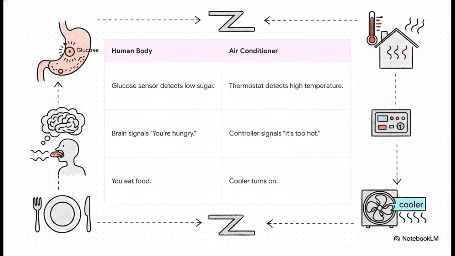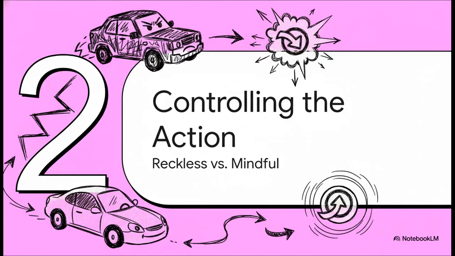And honestly, this concept is way more intuitive than it sounds. Think about being hungry. A sensor in your body detects low blood sugar. Your brain, the controller, sends the signal, hey, you're hungry. And then you, the actuator, eat some food. It's the exact same logic as your air conditioner. The thermostat senses it's too hot, the controller gives the command, and the cooling unit, the actuator, turns on. See? Simple. Okay, so the actuator gets an order, but how it gets that order is absolutely crucial.